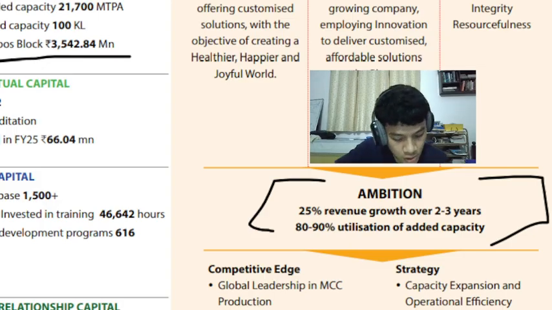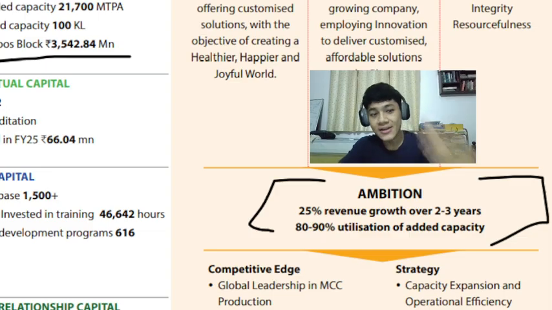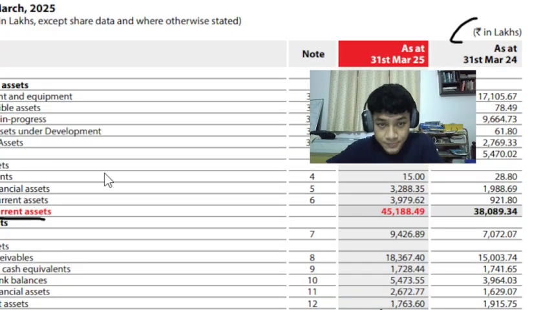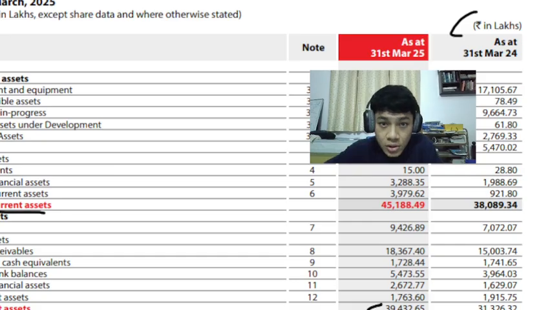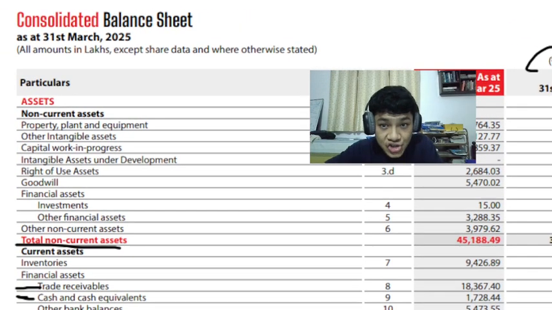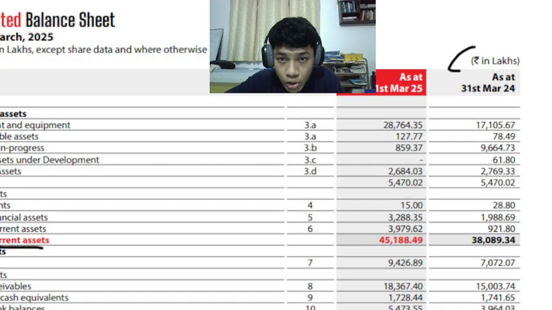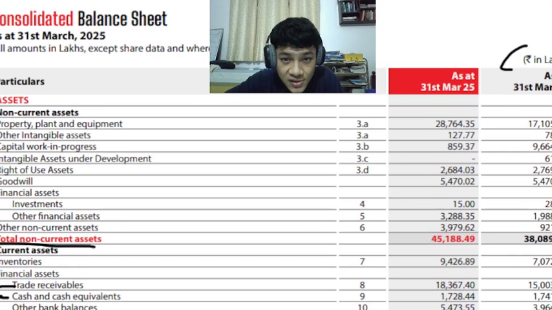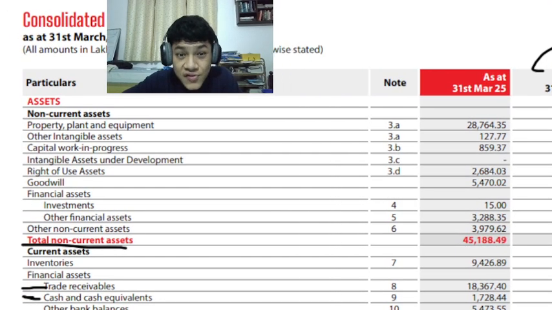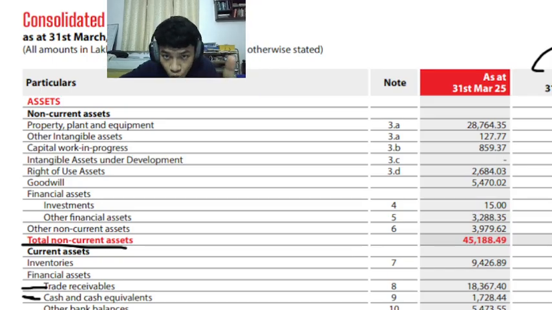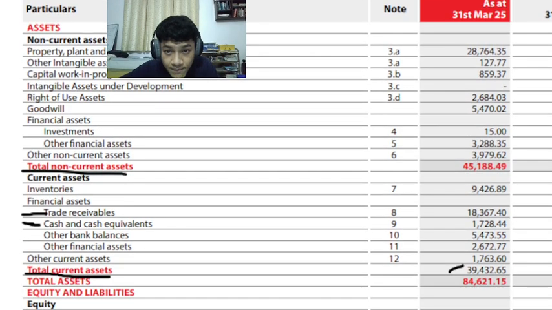Nice. Moving on, let's take a look at the company's balance sheet. Here we have the company's consolidated balance sheet. All these figures are in lakhs of rupees, as mentioned at the top. So let's take a look. This is for fiscal year 2025, not the latest quarter, but fiscal year 2025.